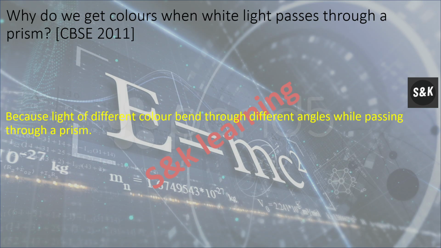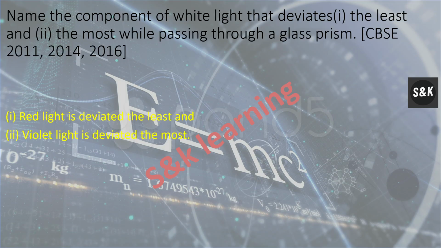Why do we get colors when white light passes through a prism? Because light of different colors bends through different angles while passing through a prism. Name the component of white light that deviates the least. Red is deviated the least while passing through a glass prism. Violet light is deviated the most.